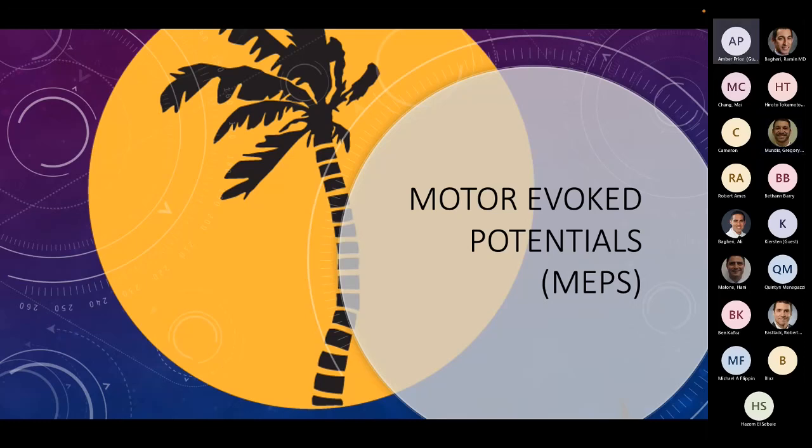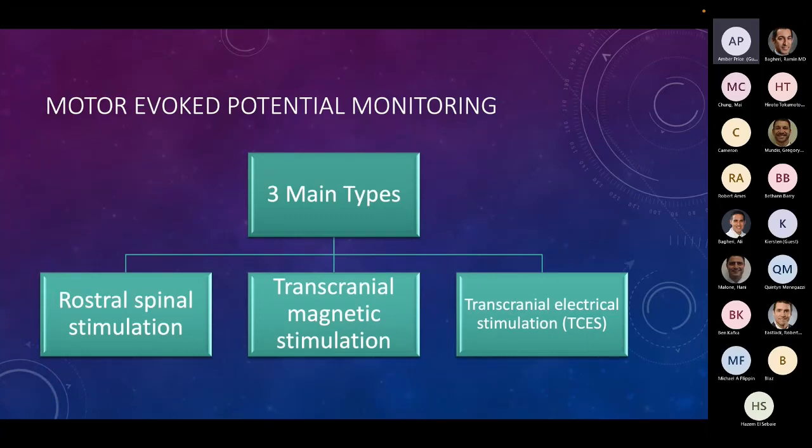For motor evoked potentials, so MEPs, we'll dive into that, and then we'll talk more about the sensitivity and specificity a little bit later of each type. Motor evoked potentials can actually be monitored in different ways. There are 3 main types of MEP monitoring. Transcranial magnetic stimulation is not used intraoperatively because, number one, it's very bulky. The equipment that uses it can get overheated, and so it's not really applicable for intraop.